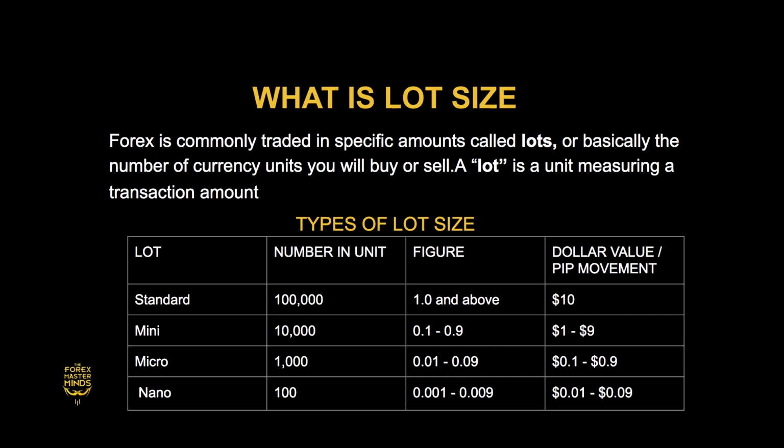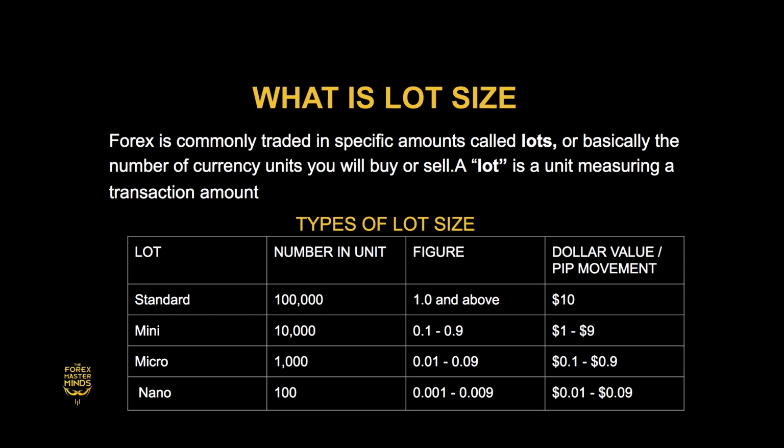Okay. The fourth lot size is 100 units. This one is not common in currency pairs. It's mostly common in the volatility indices. The lot size is 100 units, 0.01 to 0.09. So for each pip movement, you get 1 cent, 1 cent to 9 cents. That's $0.01 to $0.09. So the main lot sizes that are mostly traded in Forex are the first 3 lot sizes.